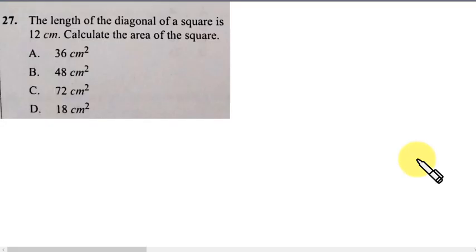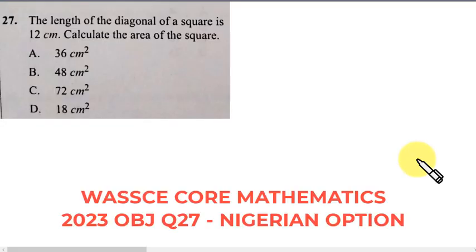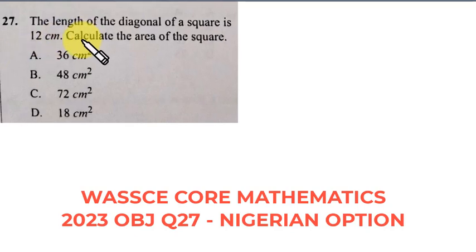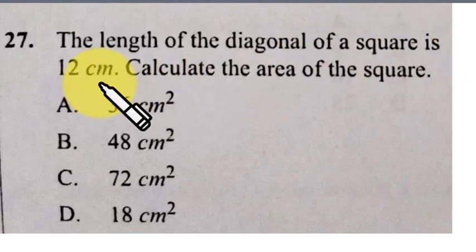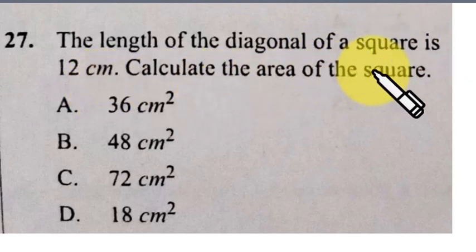In this video, we'll look at the WASSCE 2023 Core Mathematics Objective Question number 27, and that is the Nigerian paper. It says that the length of the diagonal of a square is 12 centimeters. Calculate the area of the square.